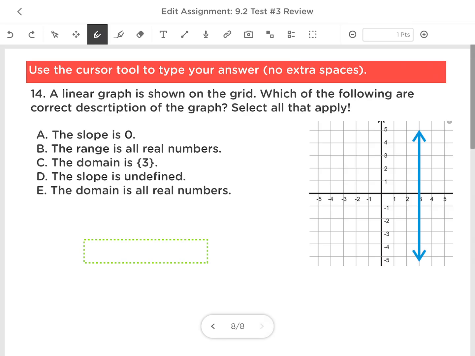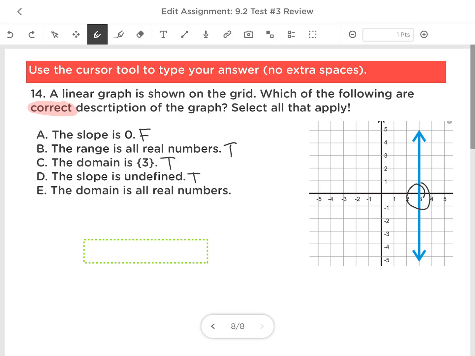Okay, looking at number 14, a linear graph is shown on the grid. Which of the following are correct descriptions of the graph? Select all that apply. The slope is 0. Well, remember, vertical lines have an undefined slope, so that's false. Okay, the range is all real numbers. Well, bottom to top, yes it is. That's a true statement. The domain is 3. That's correct because it's just going through that x value of 3. That is true because it's not going left or right. The slope is undefined. Yes, that is very true.